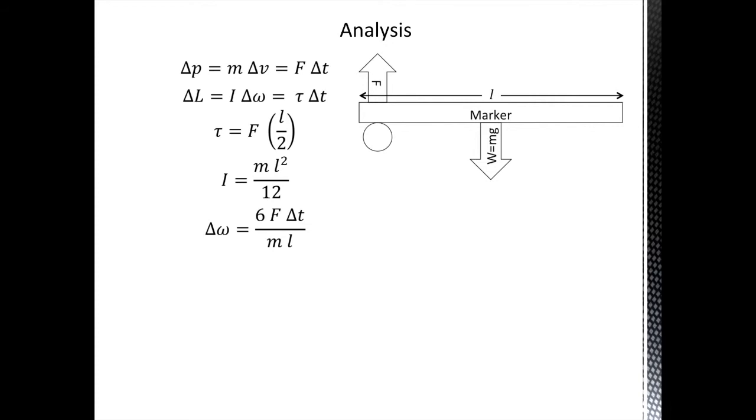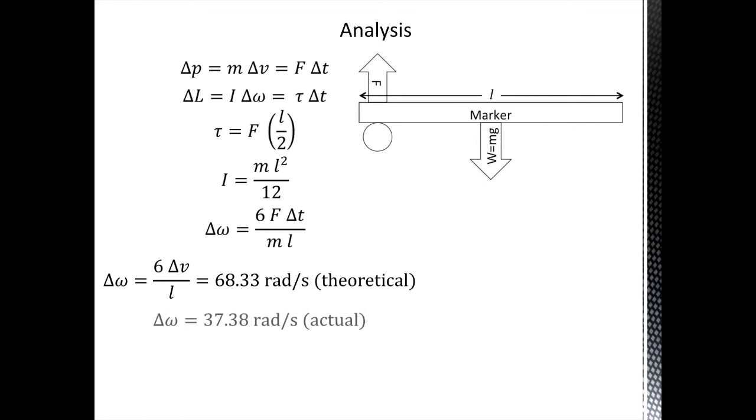We can simplify this even further, however, by going back to our first equation. The force times the time for which it is applied is simply equal to the mass times the change in velocity. This simplifies things quite a bit and allows us to come up with a theoretical value for the change in angular velocity equal to 6 times the change in linear velocity over the length of the marker. In this case, 68.33 radians per second. However, our actual value for change in angular velocity, derived from the graphs we created and the lines of best fit, was only 37.38 radians per second.